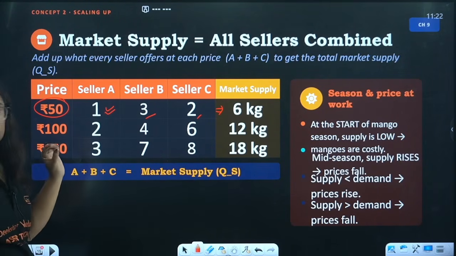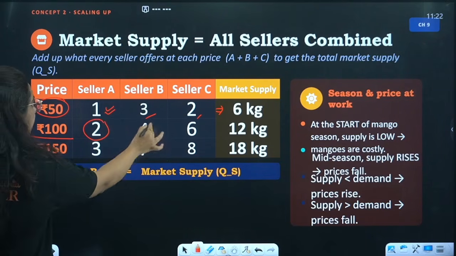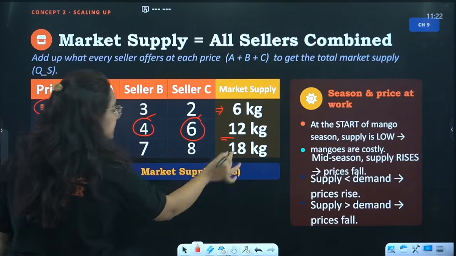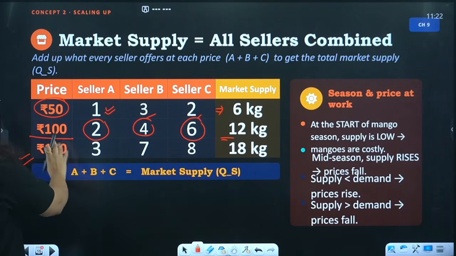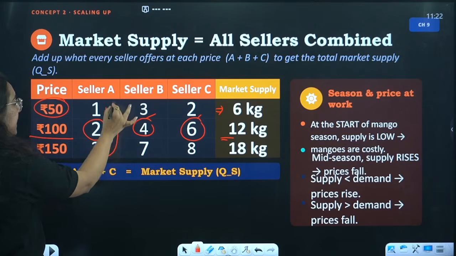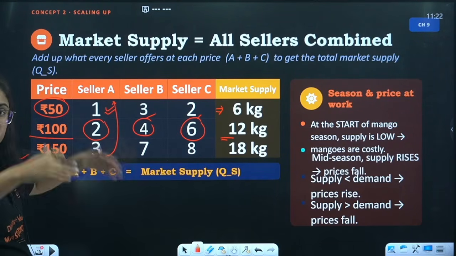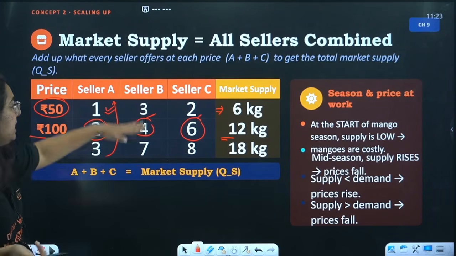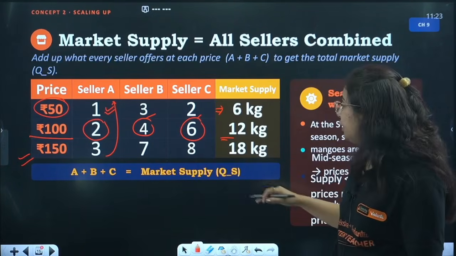6 kgs. Now when we move to 100 rupees, it is 2 kg by seller A, 4 kg by seller B, 6 kg by seller C. That is actually 12 kg. And the same difference with 150 rupees. Seller A produced more because now at 150 he thinks, let me produce more. Seller B moved to 7 and seller C moved to 8.